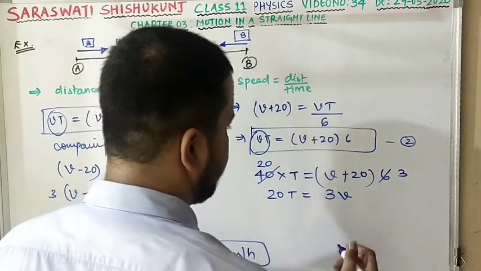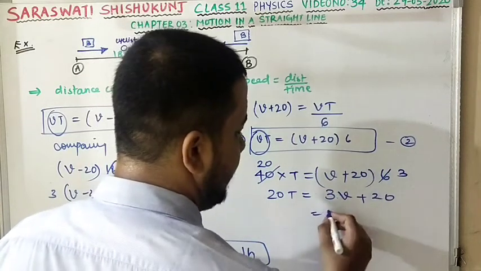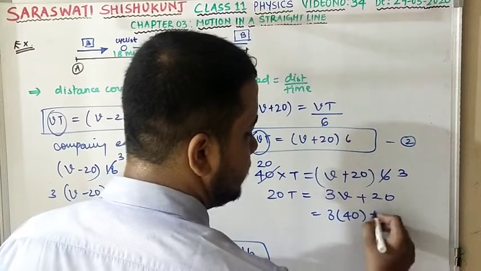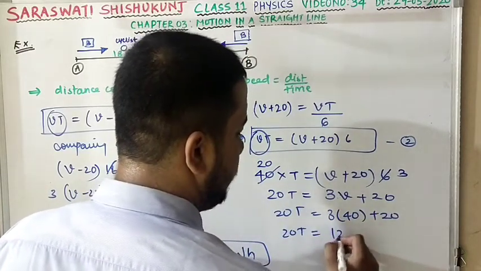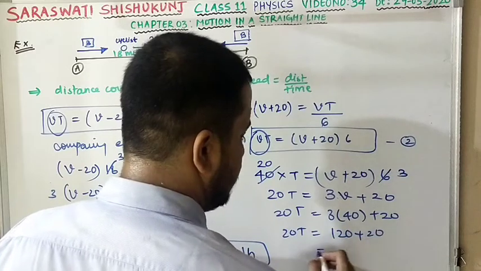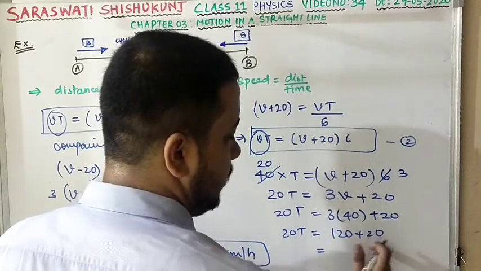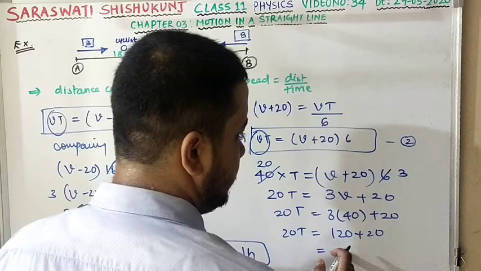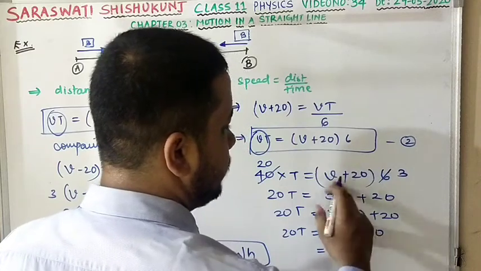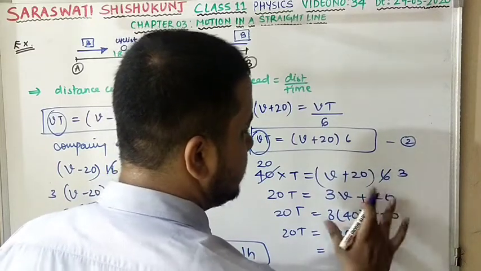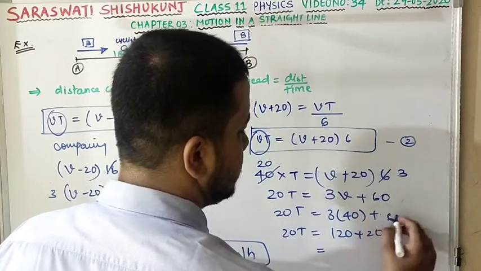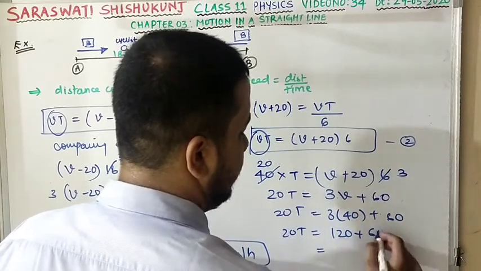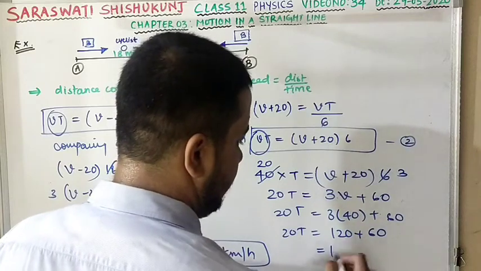3V plus 20. Again I do have V as what? 40 only, no? So we will substitute 40 over here. 20t is equal to 120 plus 20. So the answer is how much? 3 4s are 12. Yes or no? 3V plus 3 20s are 60, you have to mention over here. It is 60. 120 plus 60, that is 180.